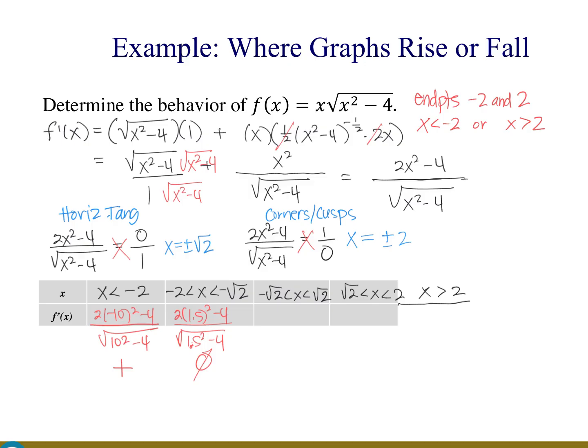All right. What would be the obvious one to pick in the next interval? 0. Okay. 2 times 0 squared minus 4, that's negative. But 0 squared minus 4, that doesn't exist either. Neither does the next one. The last one does turn out to be positive, which means the graph is going up again. So do I have any maxes or mins? Nope. Didn't have any.